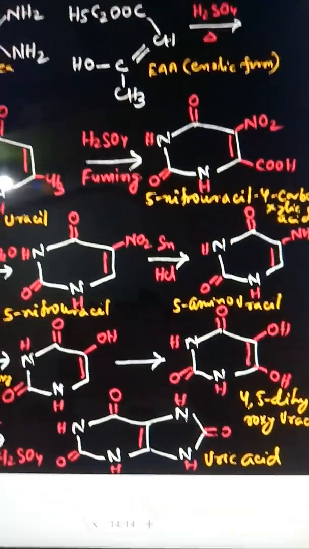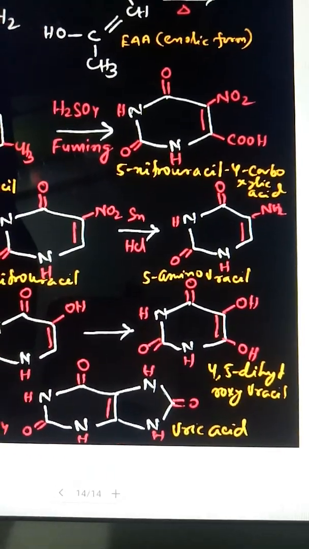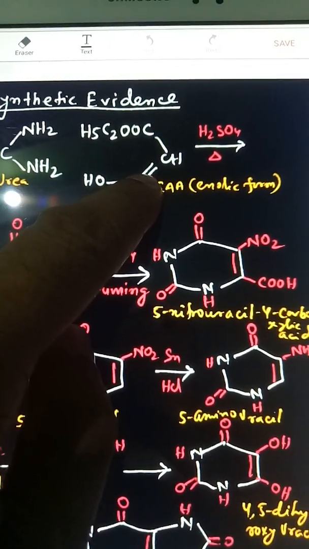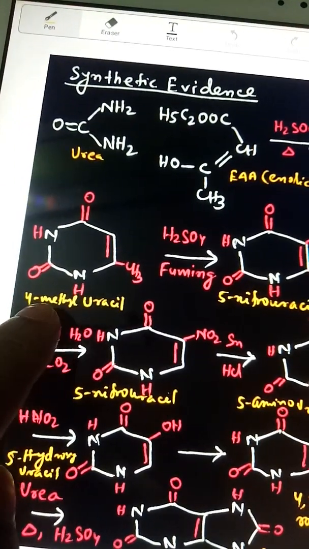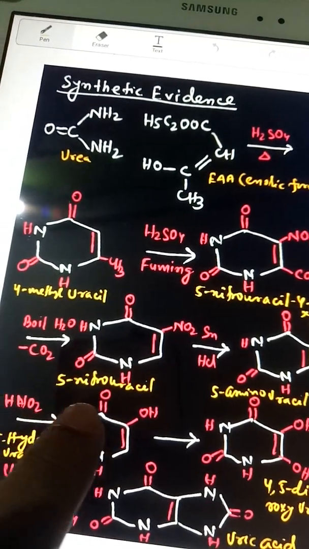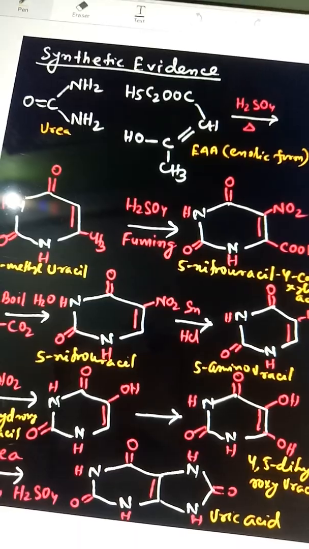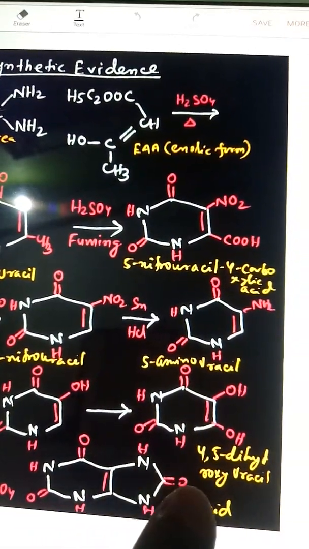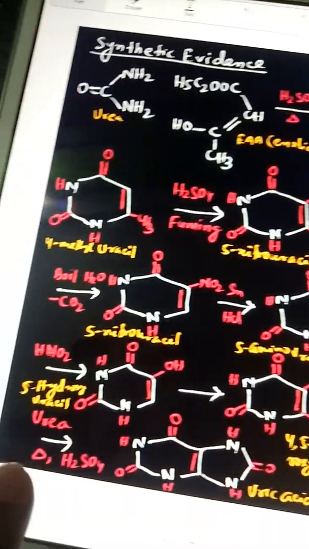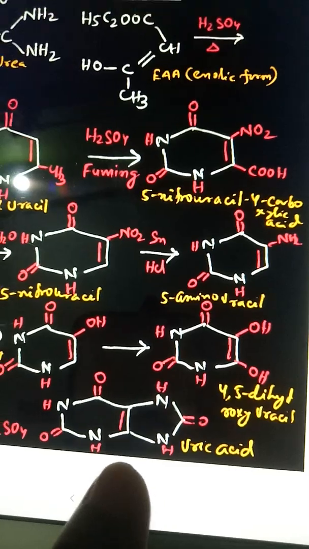So this is the structure of uric acid starting from urea and ethyl acetoacetate. Just remember 4-methyl uracil, 5-nitro uracil, 5-amino uracil, 5-hydroxy uracil, and 4,5-dihydroxy uracil, and this 4,5-dihydroxy uracil undergoes reaction with sulfuric acid and urea, you will get the uric acid.